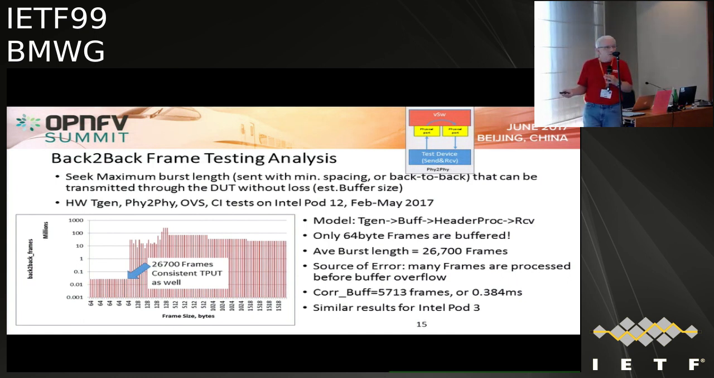So when I correct for the throughput that we've measured, the corrected buffer size is actually 57,013 frames on average, or only 0.384 milliseconds. And that seems to make a lot more sense with the hardware we thought we had. Similar results for the other Intel pod. The trouble is none of these corrections are mentioned in the back-to-back frame discussion in RFC 2544. So this and the latency measurements, I think, are parts that we should update soon, and that's why I'm proposing this work for our next charter.